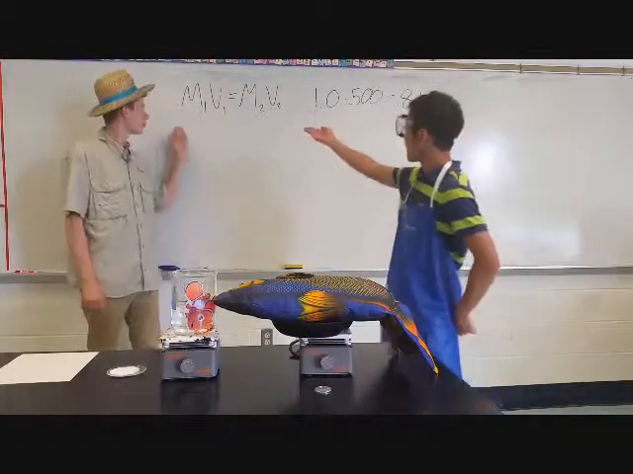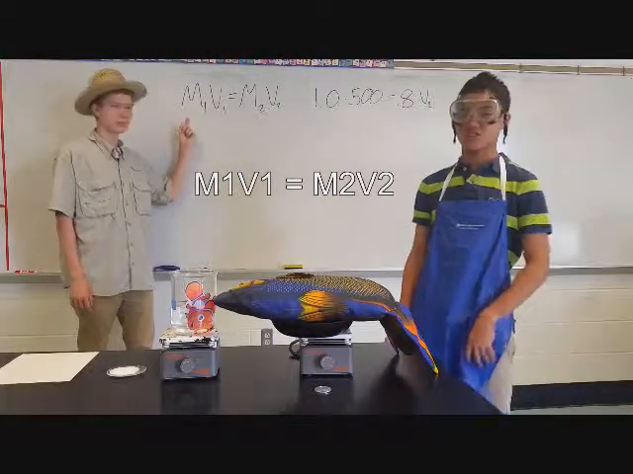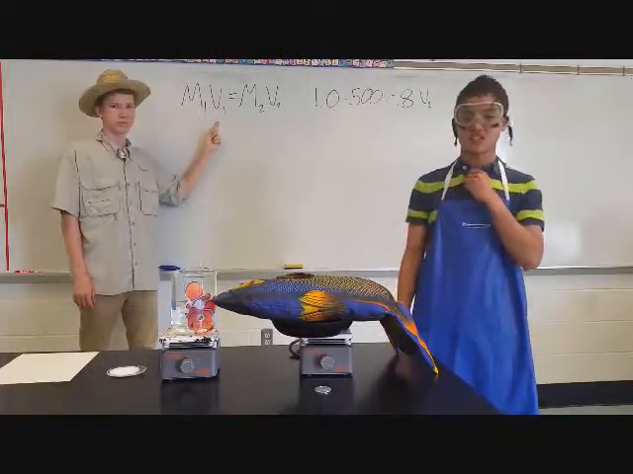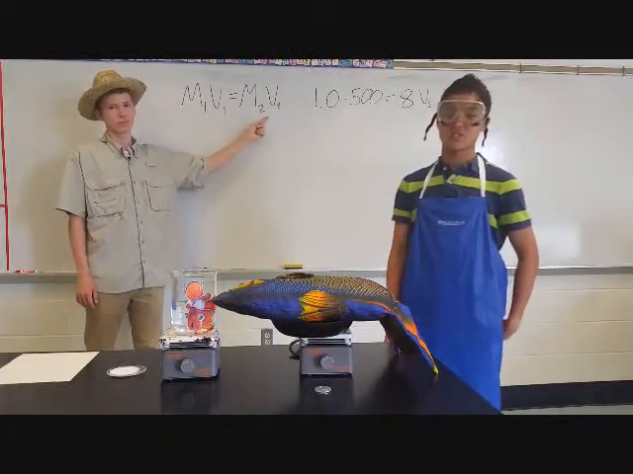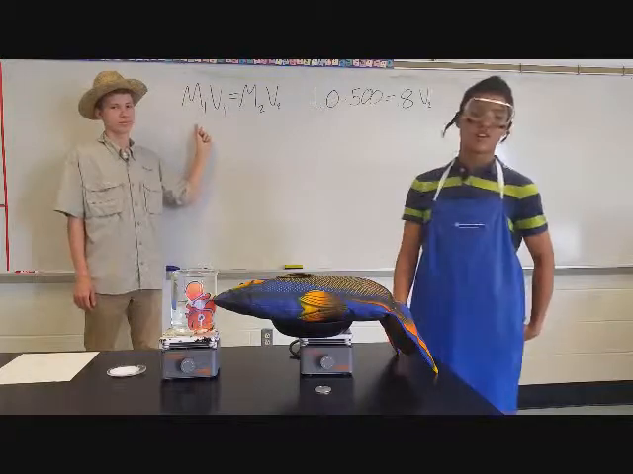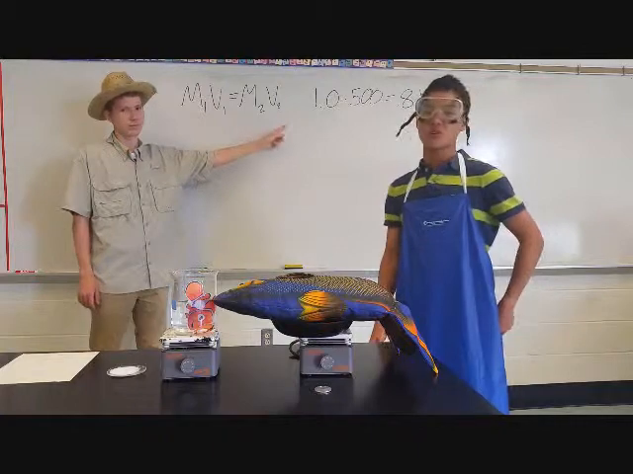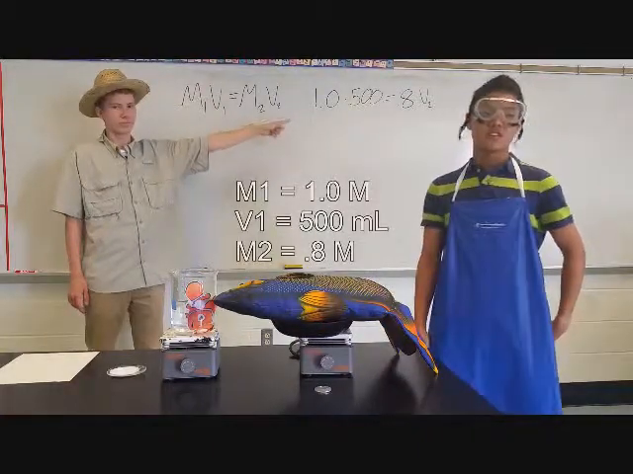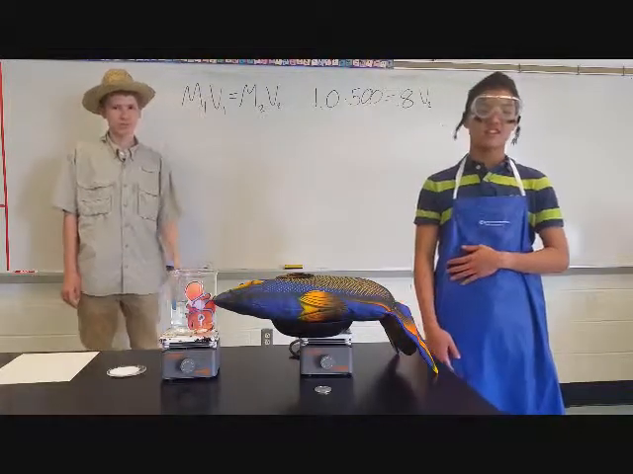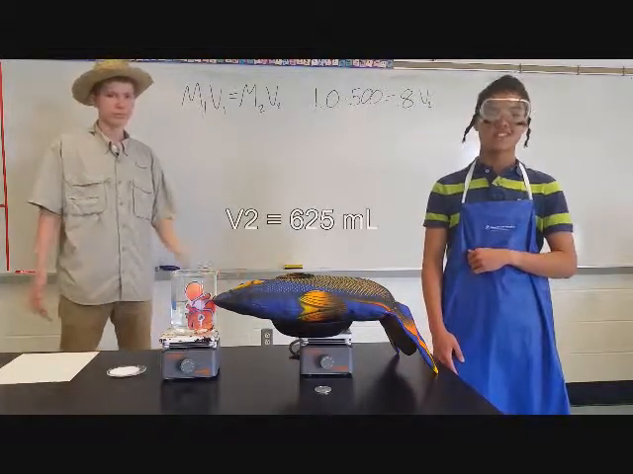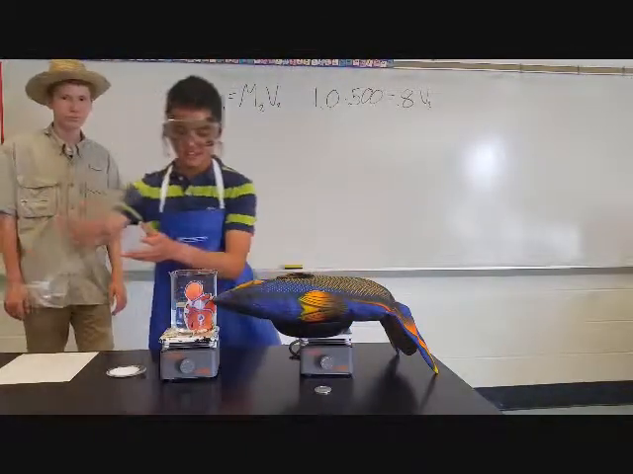Try this equation. M1V1 equals M2V2, where M1 is the molarity of the initial solution, V1 is the volume of the initial solution, M2 is the molarity of the new solution, and V2 is the volume of the new solution. Since we know M1, V1, and M2, we need to solve for V2. M1 is 1.0 molar, V1 is 500 milliliters, M2 is 0.8 molar, so, after calculating, V2 is 625 milliliters. Since we have 500 milliliters, we just have to add 125 milliliters.